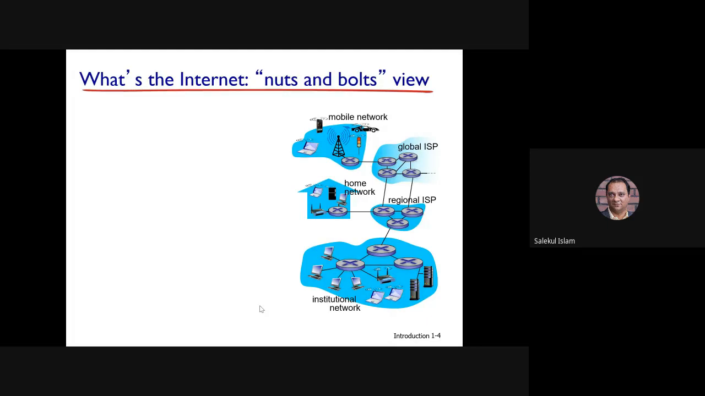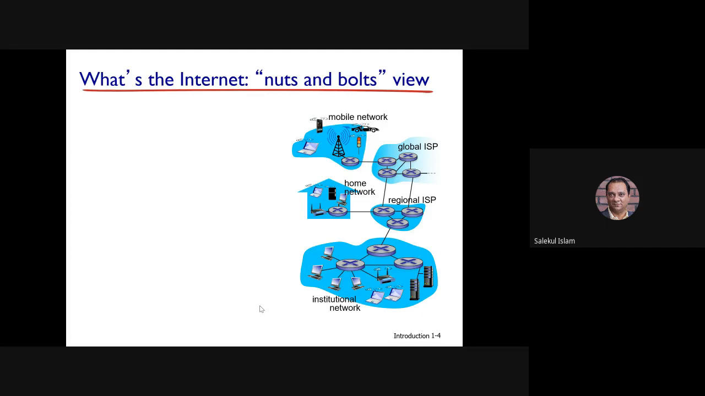Here we are saying that this is the nuts and bolts view. Nuts and bolts means how the network or the internet is physically developed. So what are the core components of the internet? Here we are showing an example network.